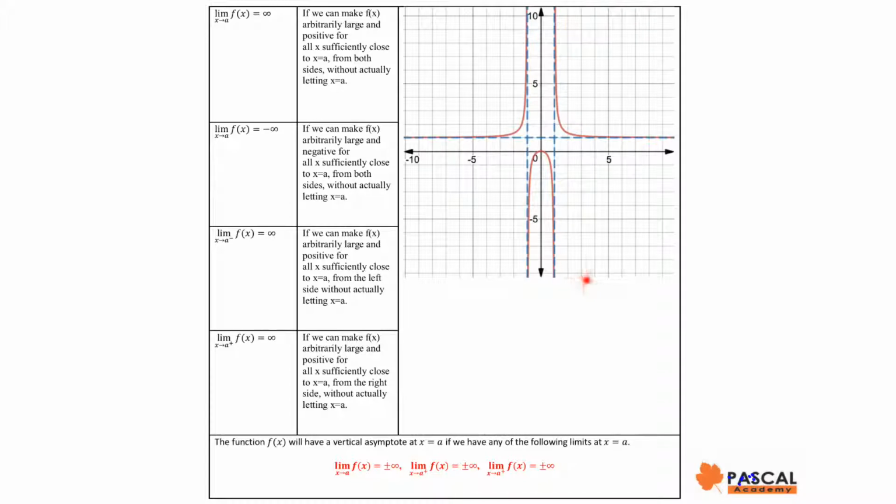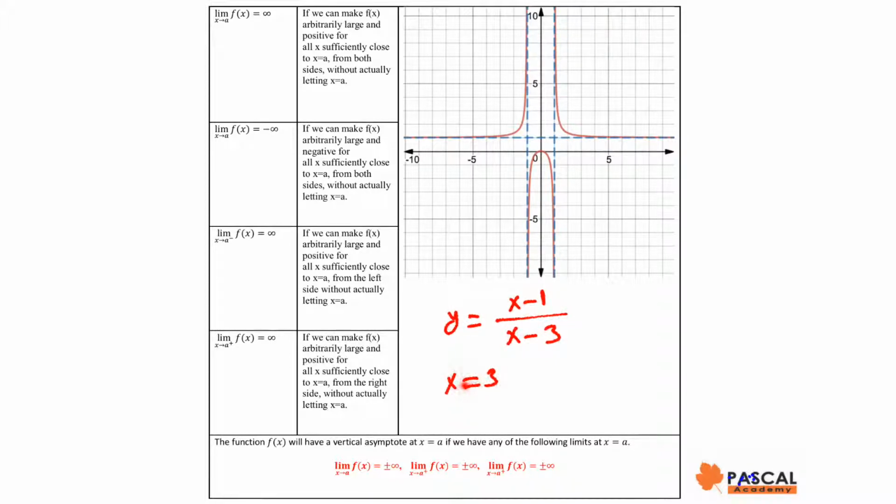when limit of f of x as x approaches a is either positive or negative infinity, or one of the right side or left side limits is either positive or negative infinity. This doesn't mean the limit is both positive and negative infinity. It's either positive or negative infinity. For example, if we consider f of x equals x minus 1 over x minus 3, x equals 3 is the vertical asymptote of the function.